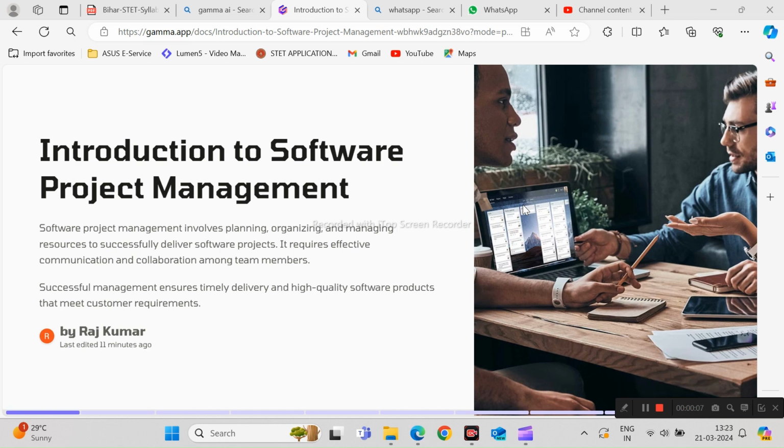First of all, what is software project management? Software project management basically involves planning, organizing, and managing resources to successfully deliver a software project. It requires effective communication and collaboration among team members. A successful project management system ensures timely delivery and high quality software products that meet customers' requirements.